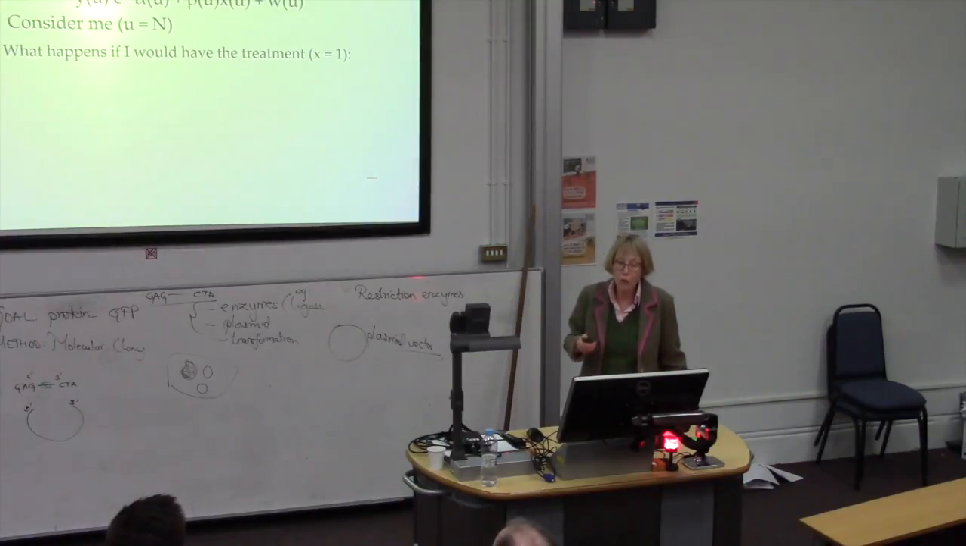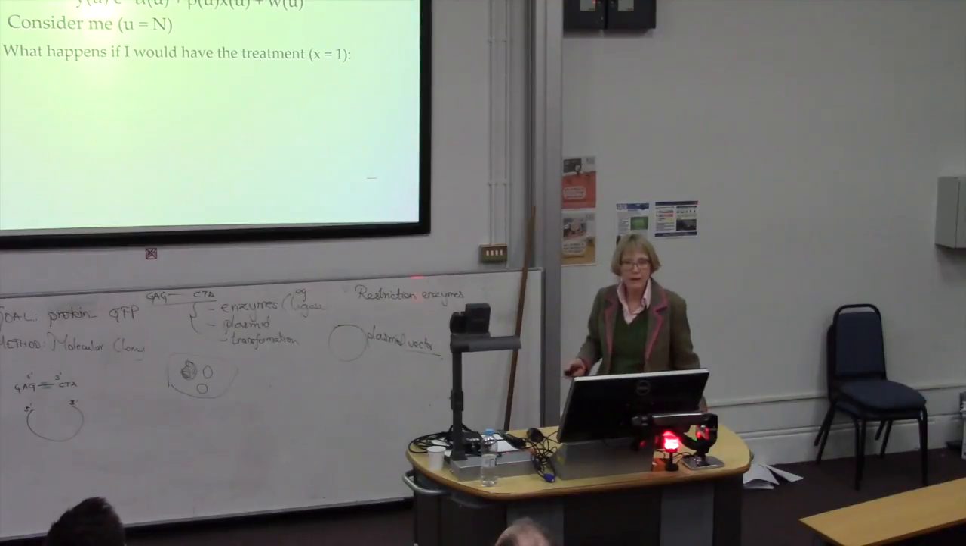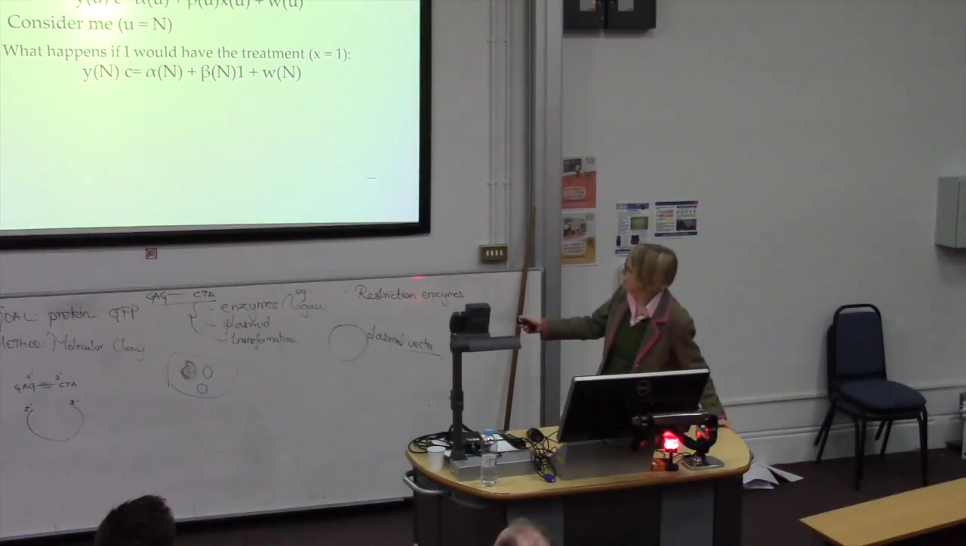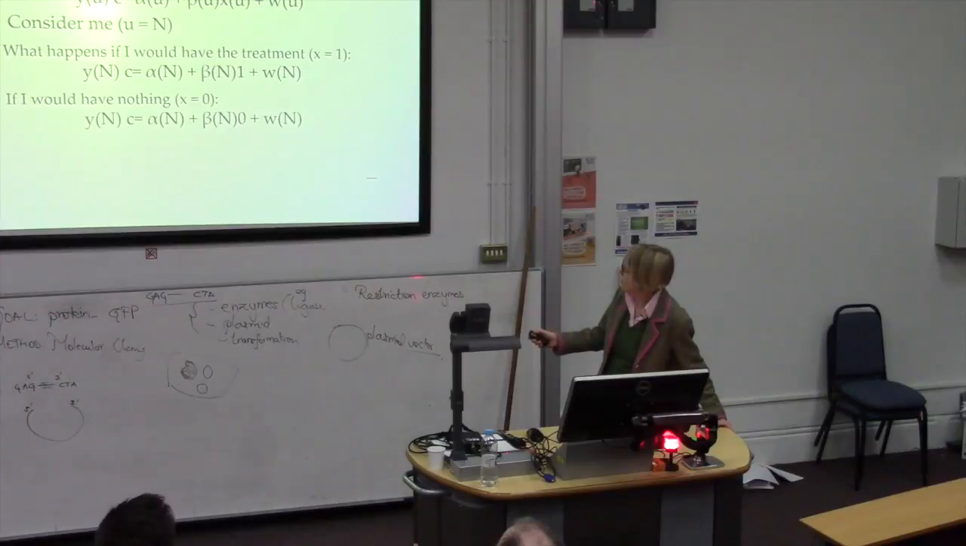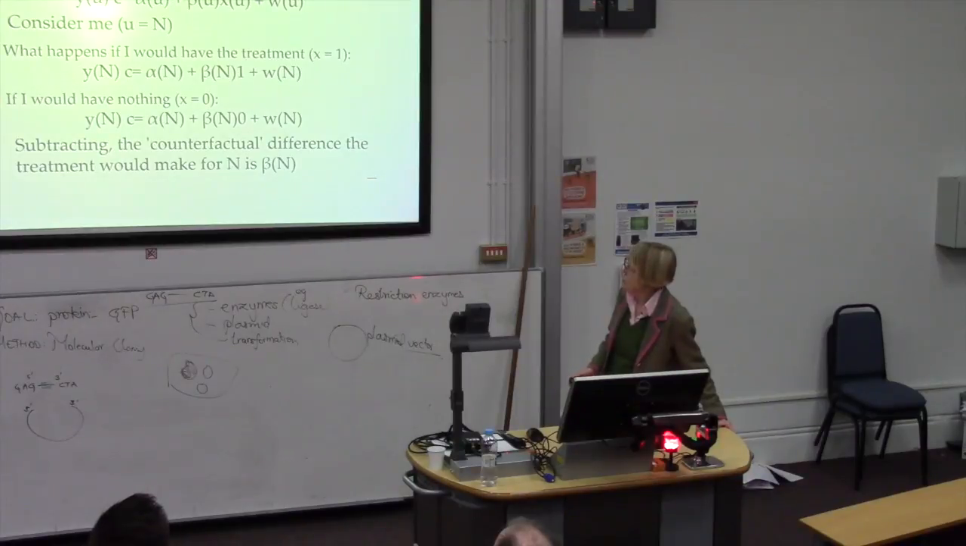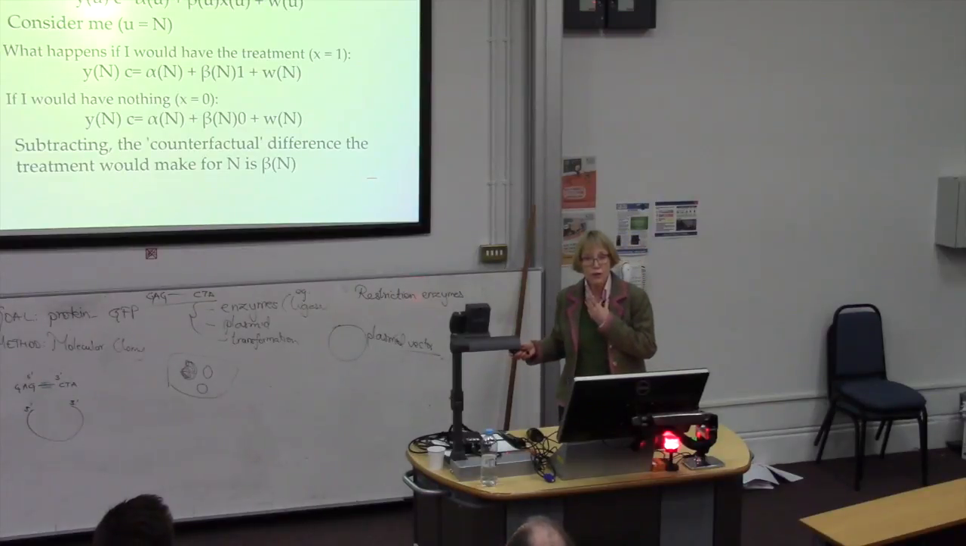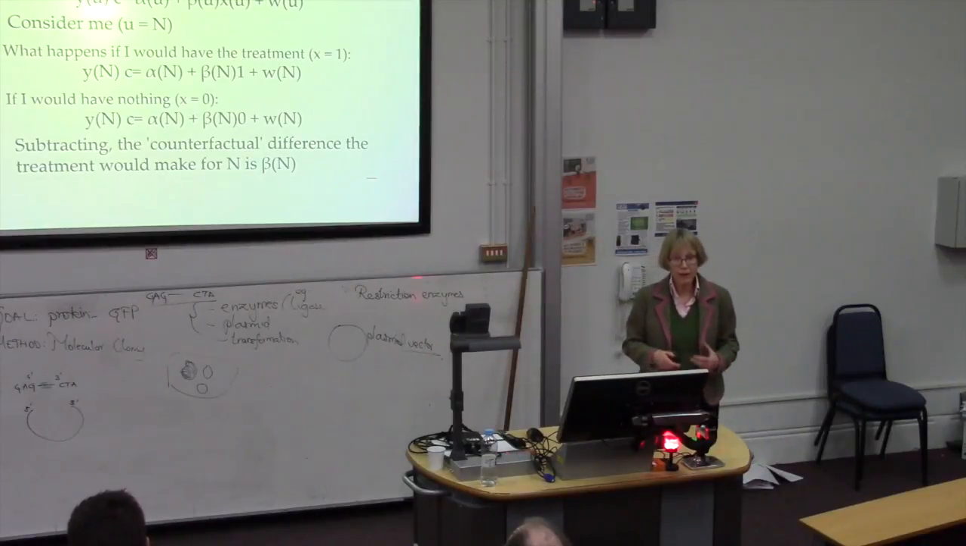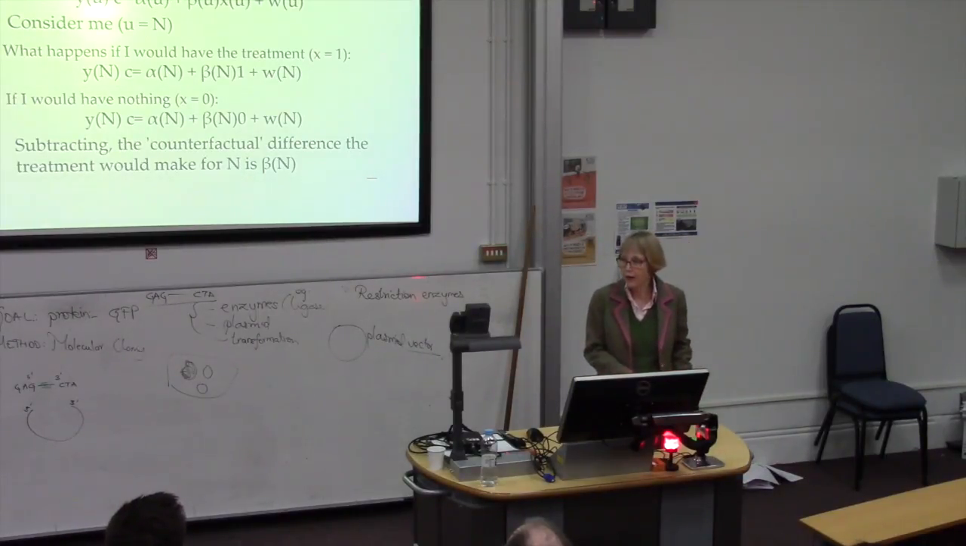What happens if I would have the treatment? That is, we're going to let having the treatment be X equals 1, and having the control, or not having the treatment, be X equals 0. So that's for me, right? Again, I'm just looking at this equation. If I would have nothing, X equals 0, and subtracting, what we get is the counterfactual difference that the treatment would make for me is just beta. How much difference would it make if I were to have the treatment versus if I were not to have the treatment, everything else staying the same? Is everybody happy with that?